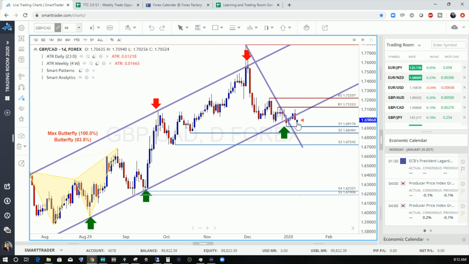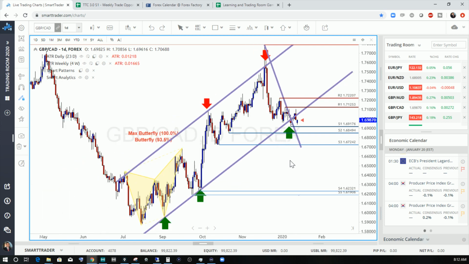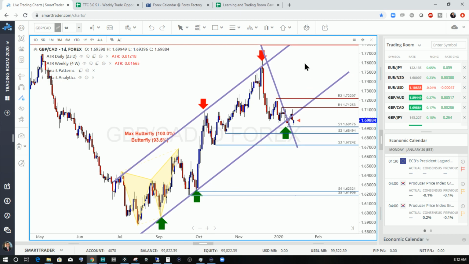Yes, Pound Canadian. Seen a little bit of rally over the last 12 hours. I'm still a buyer in Pound CAD. Despite the fact that we traded below here, I'm still expecting price to move up and move back inside this channel. So maybe this week I'm not a buyer. Maybe this week I'm on the sideline as I'm waiting for price to move back in.